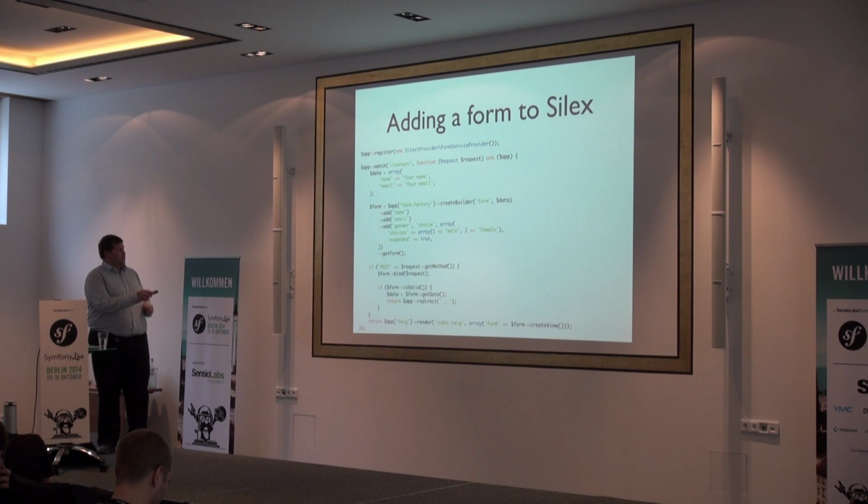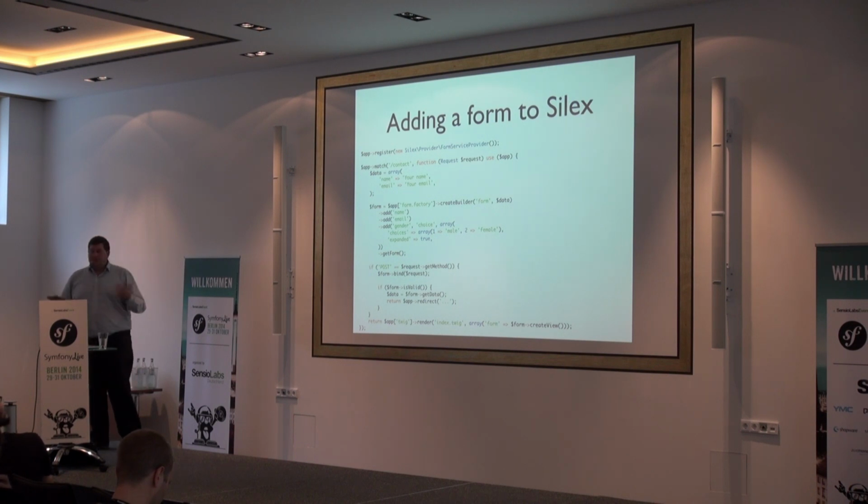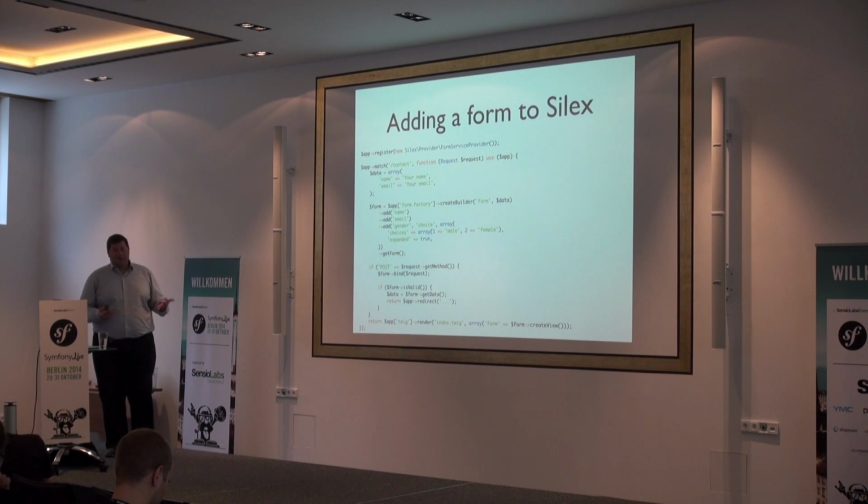So if the request method is a post, yes, it's a little out of date, we can bind the form to the request. If the form is valid, we can do something with the data and redirect. Otherwise, we simply proceed processing the view and show the additional error messages. Now, what you'll see here is this is just building a form. We're not actually doing any validation.